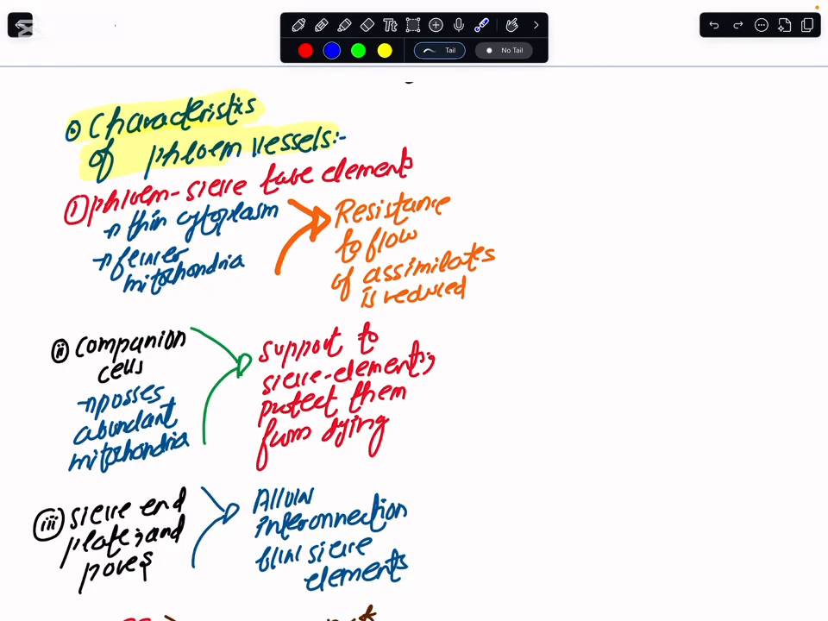And for the next class, we would see how the phloem vessels move the sucrose and the amino acids up and down the plant.